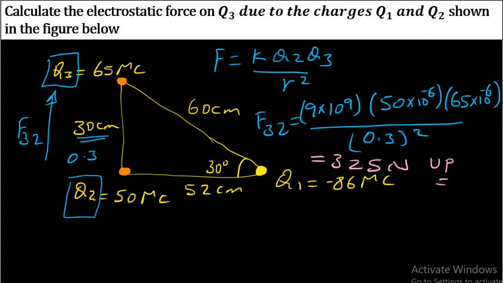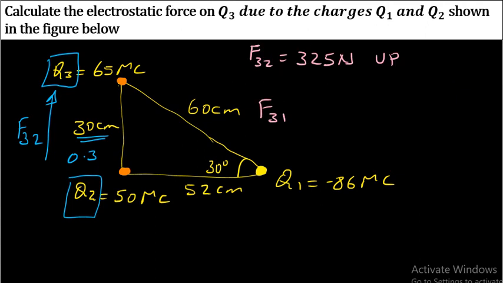Let us continue to the second part. The second part will be the force on 3 from Q1. That's going to be an attraction force, because Q1 is a negative charge and Q3 is a positive charge, so unlike charges attract each other, so it will be the same way slanted in the down direction.